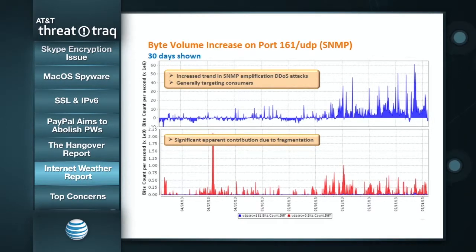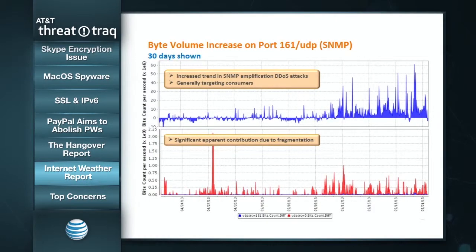Now, there are other things that cause fragmentation type attacks. Specifically, an example is the DNS amplification attacks also cause this sort of activity. But the significance here is that the largest portion of the contribution to the attacks is actually fragmented packet activity, which is consistent with an SNMP reflection attack.